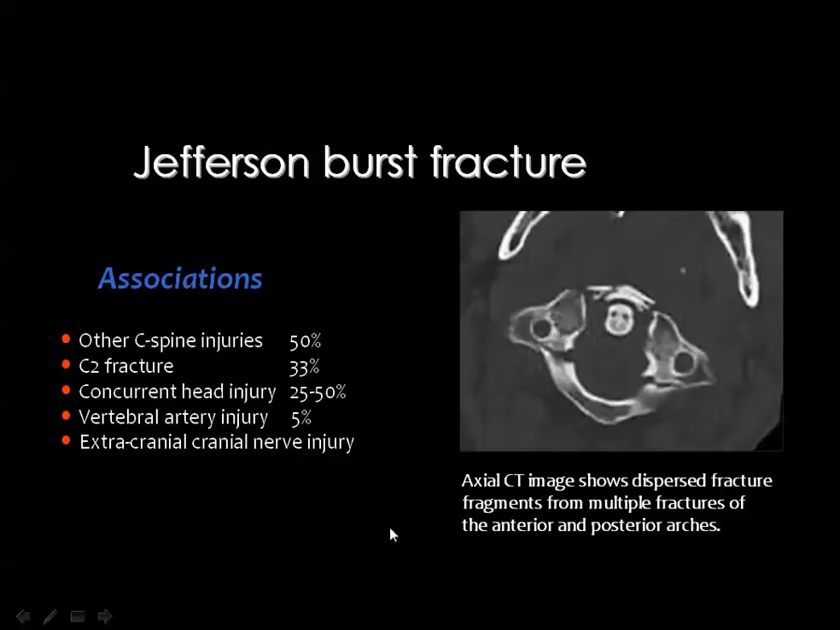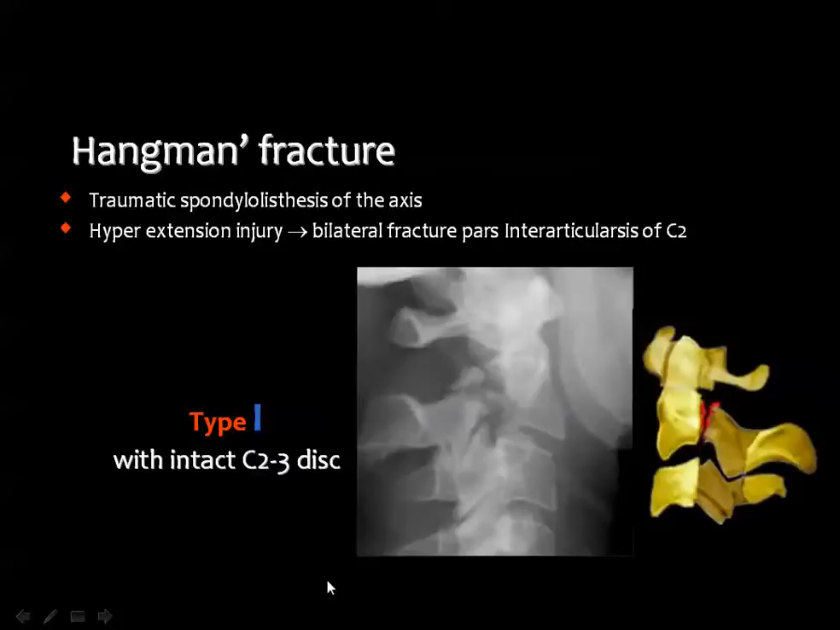This fracture may be associated with many other injuries, like injuries of other cervical vertebrae, as seen in 50% of the cases, fractures of C2 vertebral body seen in 33% of cases, concomitant head injury in about 1/4 to 1/2 of the cases, injury of the vertebral artery, because you see the foramina transversaria where the vertebral artery is crossing through it, and extracranial nerve injuries may also be seen.